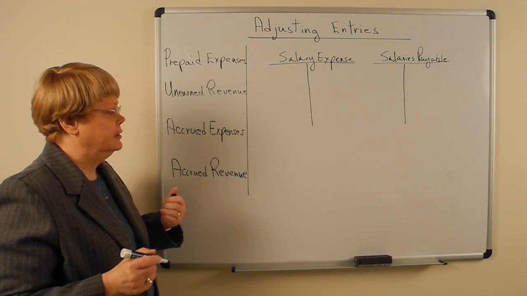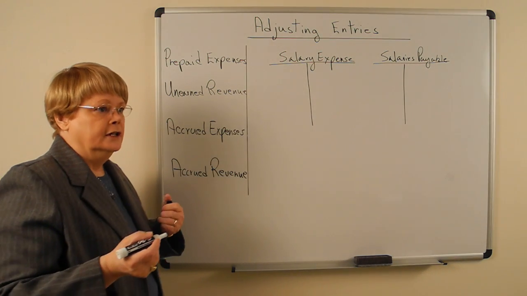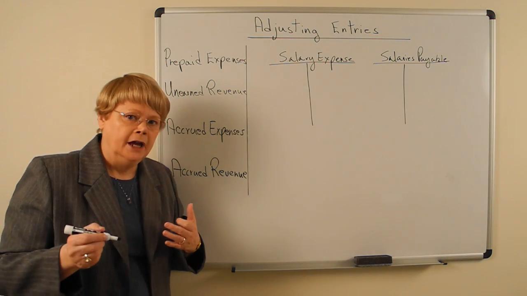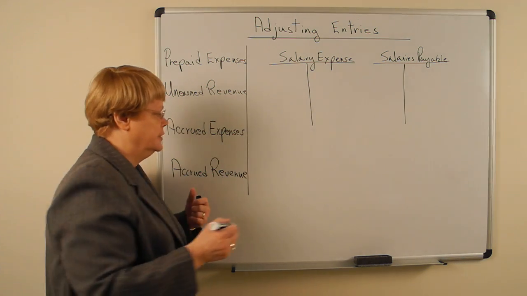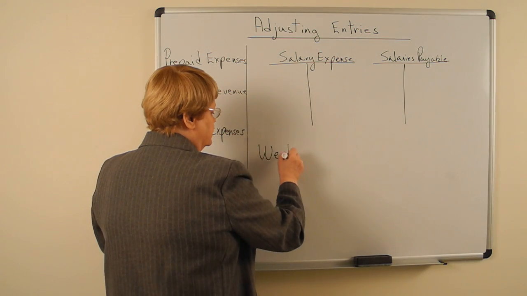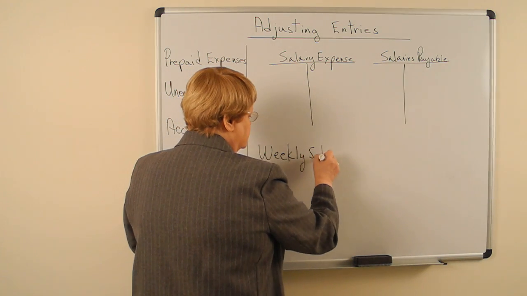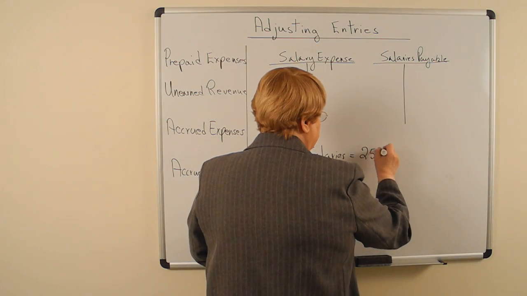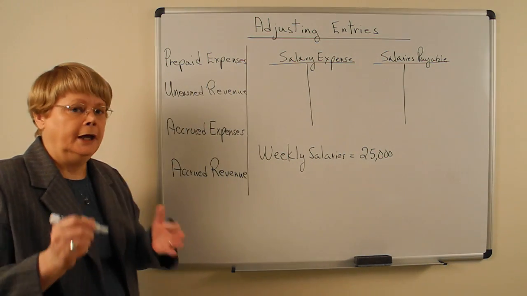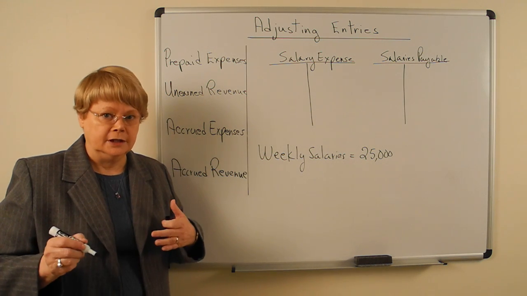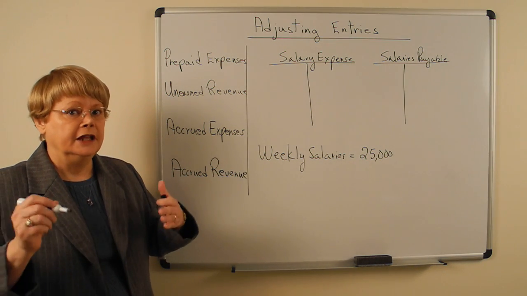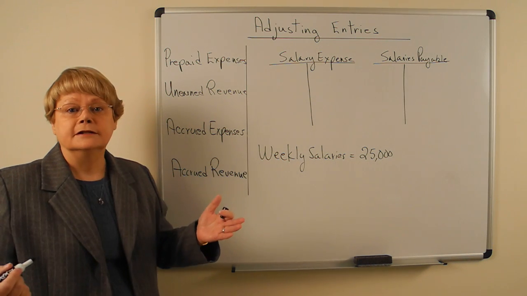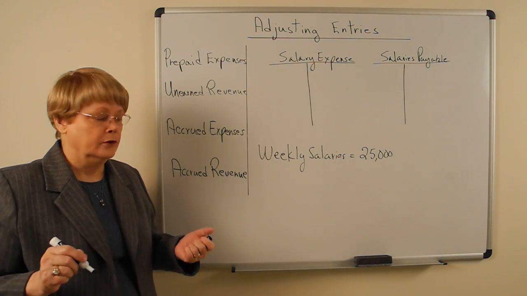Alright, so let's look at salary expense. Let's say that we're at the end of an accounting period on Wednesday, but yet we pay our salaries on Friday. And let's say for the entire week, weekly salaries equal $25,000. That's for everybody. We pay our salaries on a weekly basis, so we'll pay on Friday, but yet the end of the accounting period comes on Wednesday, which means we need to accrue how many days of salaries? That would be Monday, Tuesday, and Wednesday, or 3 days.